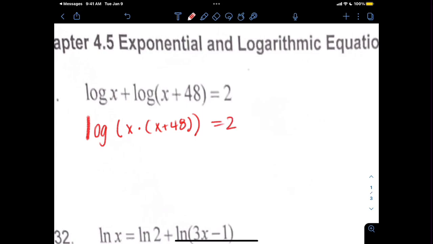Okay, so now that I'm here, I can go ahead and try to solve this because now I have it all in one log. Now, whenever I'm doing log, that's always in base 10. So this is a 10 down here, meaning 10 to the power of 2 is equal to this. Now I'm going to go ahead and separate everything out.